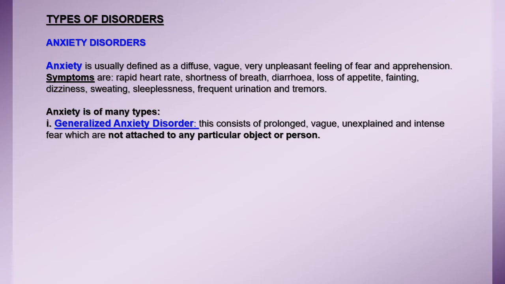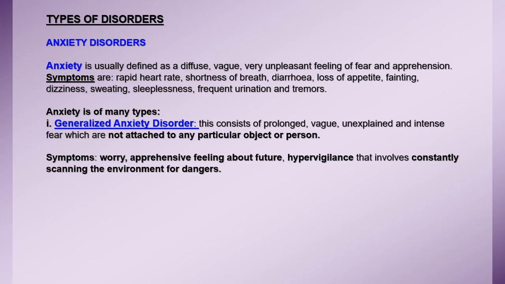So in generalized anxiety disorder, the symptoms include worry. There is always worry and an apprehensive feeling about the future. Some kind of worry is there about the future, and the person is hypervigilant, which involves constantly scanning the environment for dangers, and it is marked by motor tension, as a result of which the person is unable to relax. So the person is restless and visibly shaky and tense.